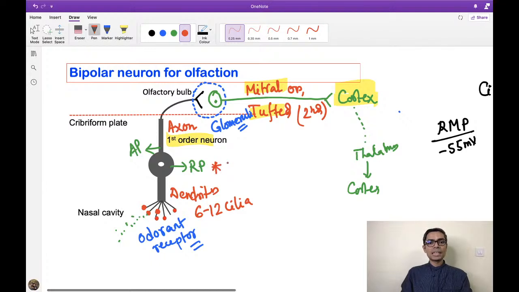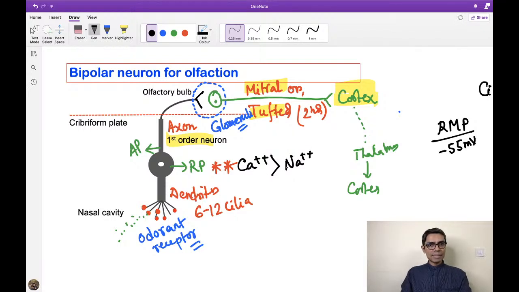There will be receptor potential generation. If I ask you what is the main ion for this receptor potential generation? Calcium, although sodium ion is also there. Then apart from calcium and sodium, there is another ion, the chloride ion, which is responsible for amplification of this signal.